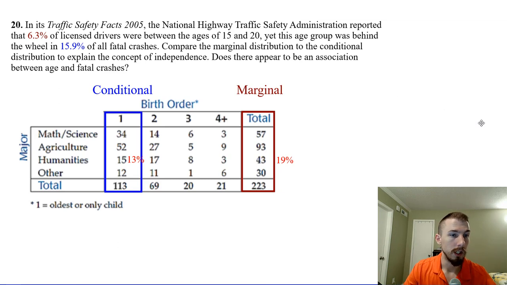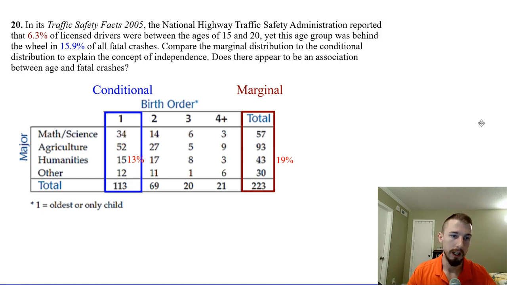All right, number 20. In its Traffic Safety Facts in 2005, the National Highway Traffic Safety Administration reported that 6.3% of licensed drivers were between the ages of 15 and 20. Yet this group was behind the wheel in 15.9% of all fatal crashes. Compare the marginal distribution to the conditional distribution to explain the concept of independence. Does it appear to be an association between age and fatal crashes?